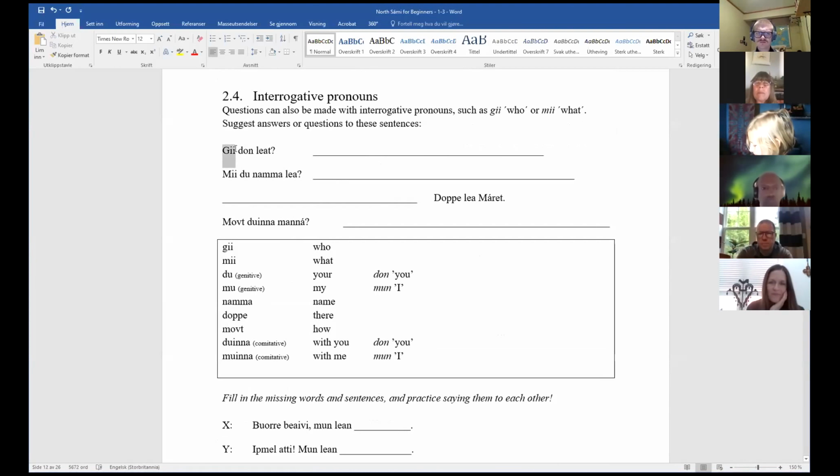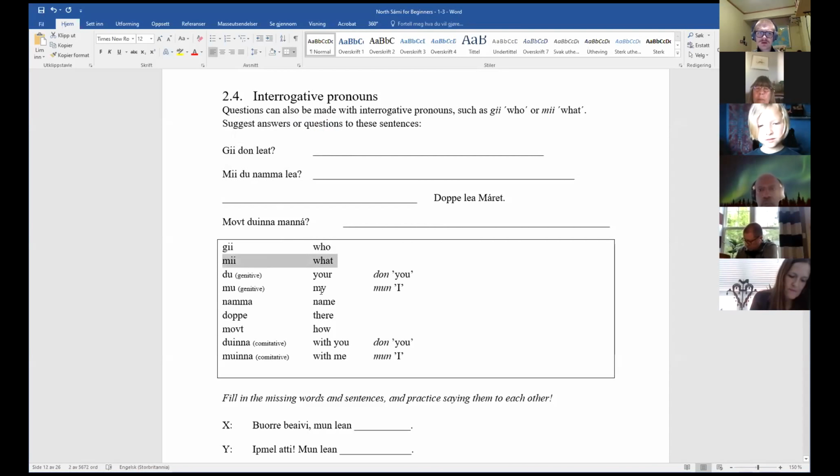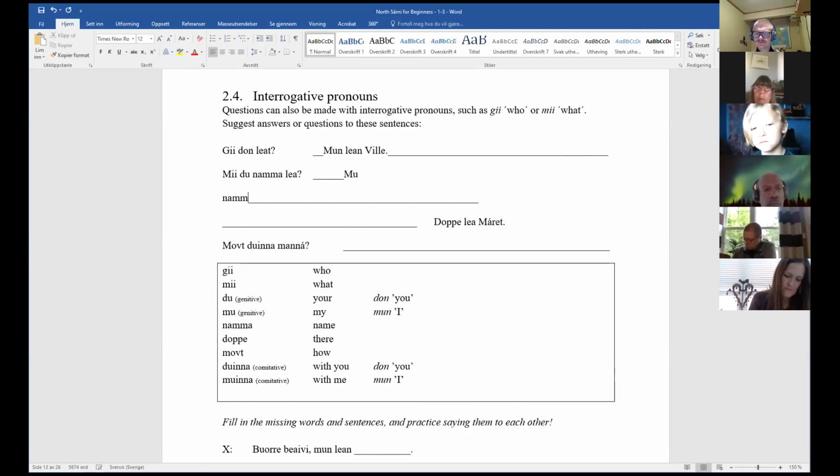You can also ask by using certain words called interrogative pronouns. Instead of using the ko and whatever verb, you can also use the ki, meaning who, or the me, meaning what. For example, mi tu namale, what your name is. Or ki ton lat, who you are. Mon lan ville. Mi tu namale, mu namale ville, for example.